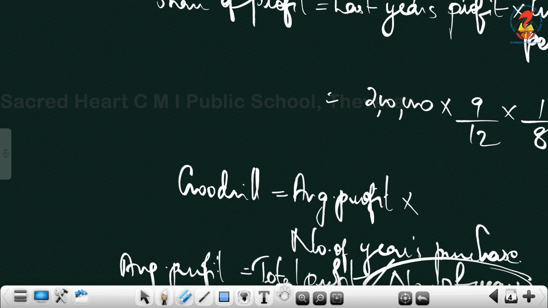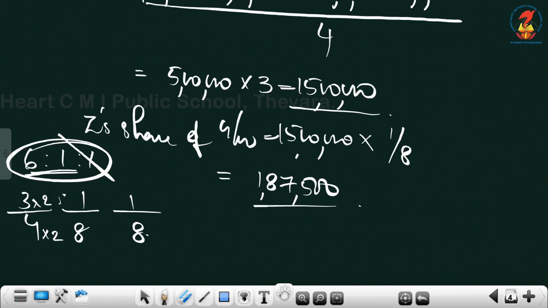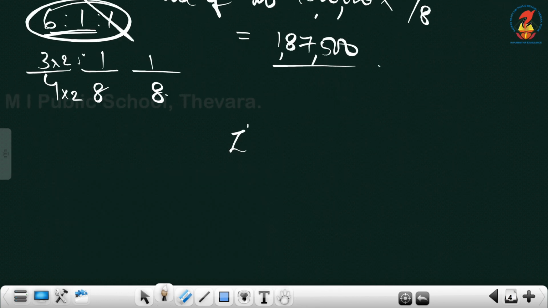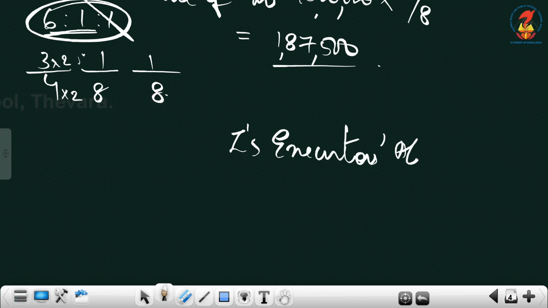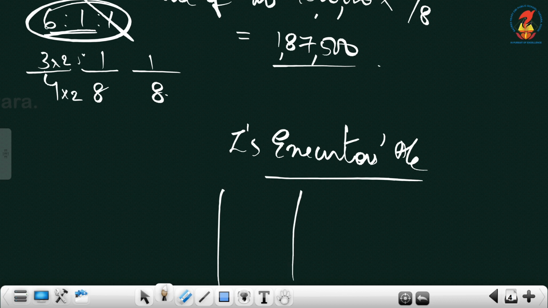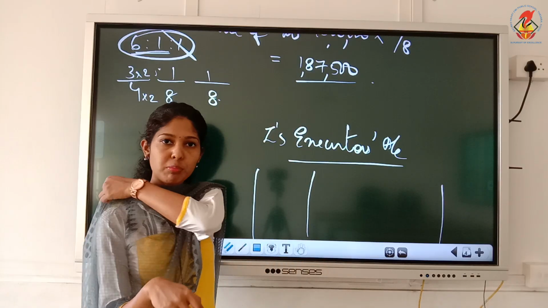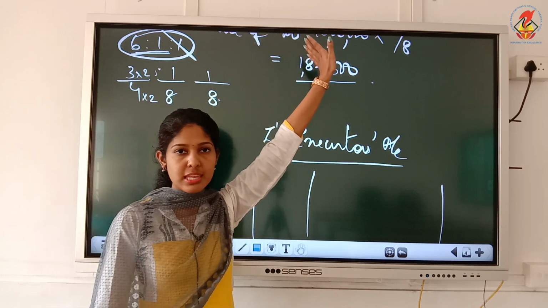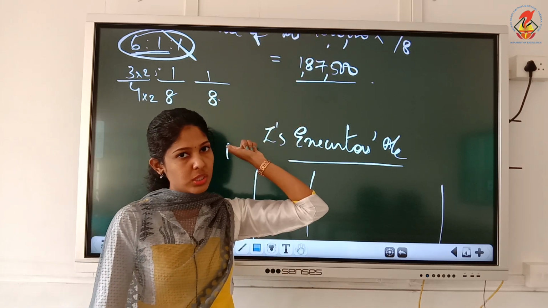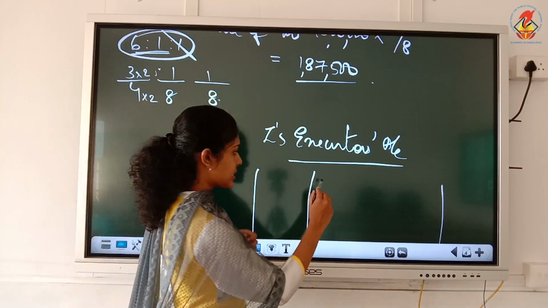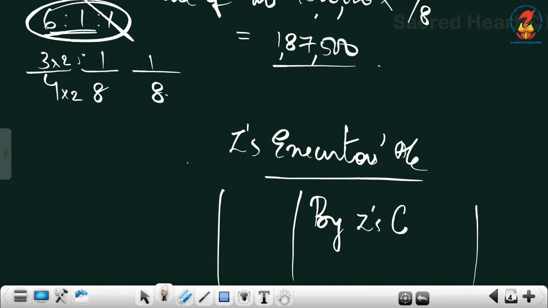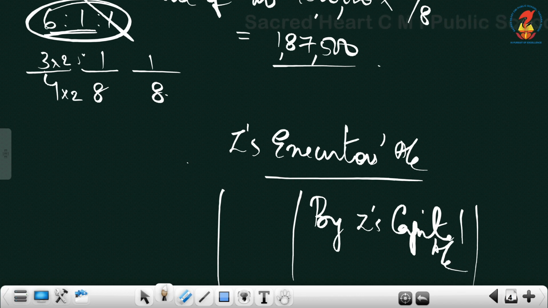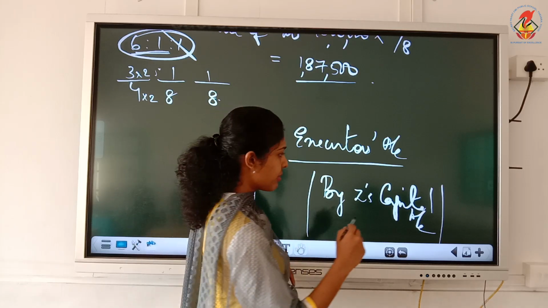Okay. Next we have to do, the question is not over, we have to do Z's executors account. They have asked you to prepare necessary accounts, that means executors account also you have to do, that is particulars amount, particulars amount. Now we will start it with the balance, that means we have written to Z's executors, which we will take to the opposite side, that is by Z's capital. Take that balancing figure from the previous account, that is 4,96,750.